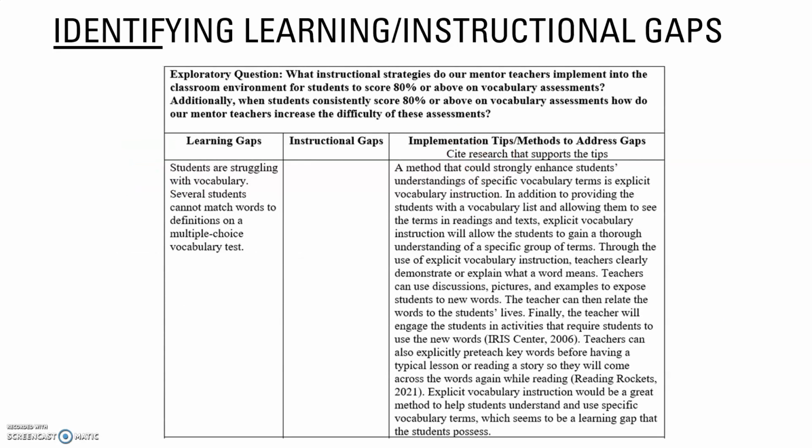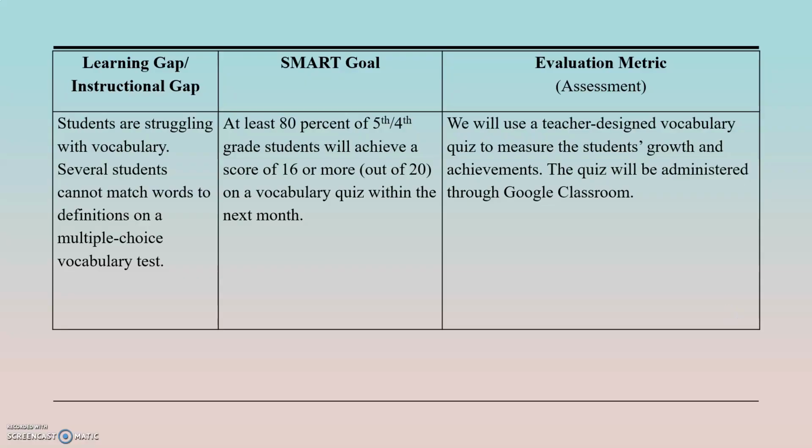Here I have the exploratory question that was chosen earlier, as well as the chosen learning gap. The learning gap we identified is in vocabulary, so our method to address said learning gap is explicit vocabulary instruction. We then combined our learning gap and instructional method to create a SMART goal for the students. The goal is for 80% of students to achieve at least 16 out of 20 on a vocabulary quiz that is administered through Google Classroom.